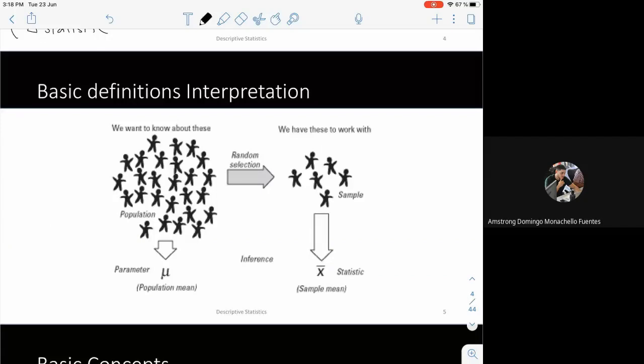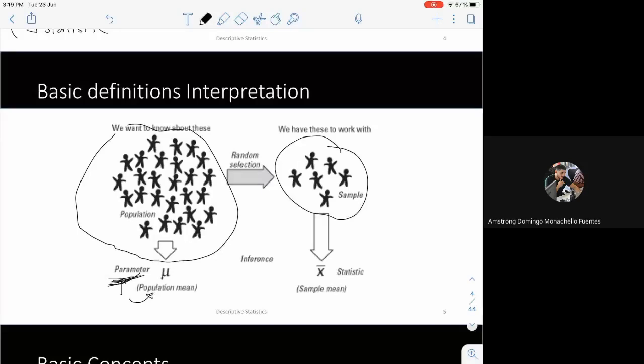So first, we want to know about these people. This is the population, the whole group, the complete set. That's what we call the population. And if we measure some property from those individuals, then that's what we call a parameter. Again, we get the parameter using the whole population. But if we get a sample, a subset, only a small group from the initial set, and we measure the property using the sample, then that's not a parameter.